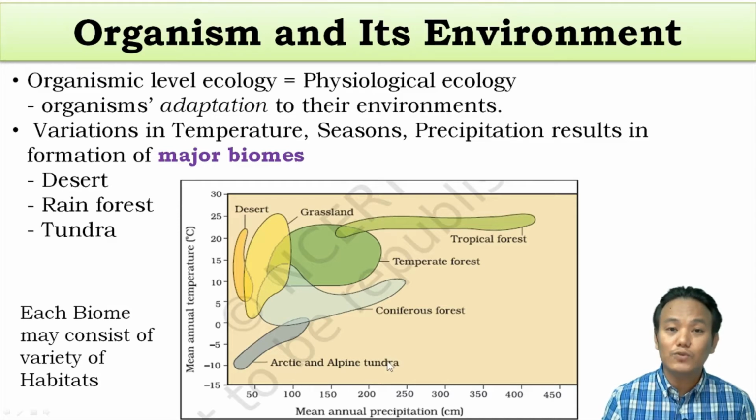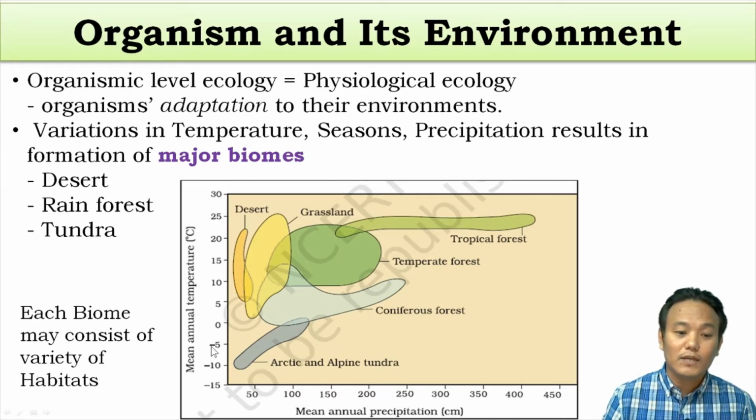Arctic and alpine tundra. So this is a biome. It's a major biome. And what is the characteristic of such a major biome? It has a very low mean annual precipitation, less than 50, around 50. And the mean annual temperature is also very low. It is in negatives, right? -5, -10 degrees centigrade. So a biome in which these two factors, the temperature and annual precipitation, are very low, is called Arctic or alpine tundra.